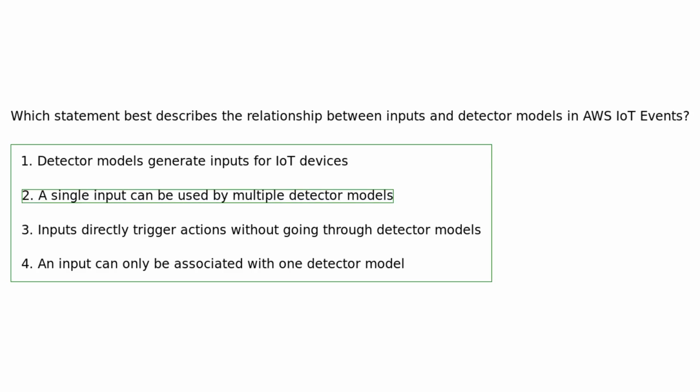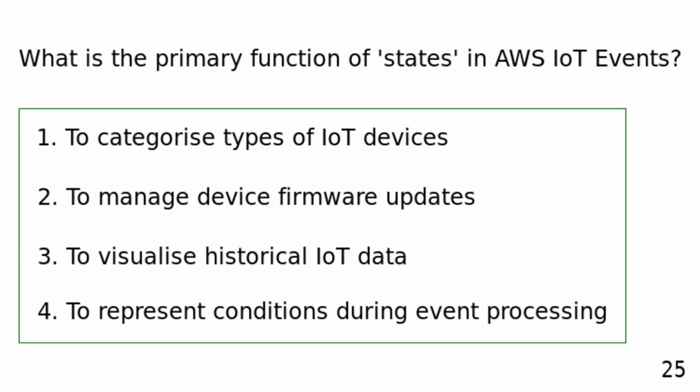In AWS IoT Events, a single input can be used by multiple detector models. This allows different models to interpret and respond to the same incoming data stream in various ways, based on their specific event detection logic. What is the primary function of states in AWS IoT Events?